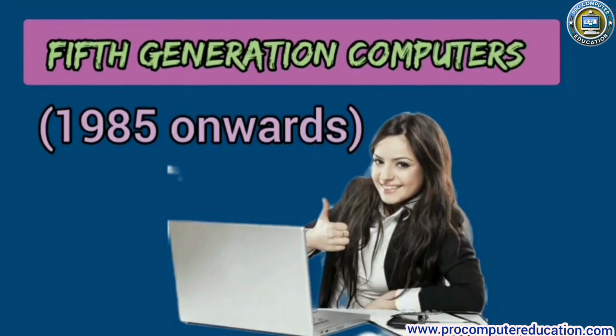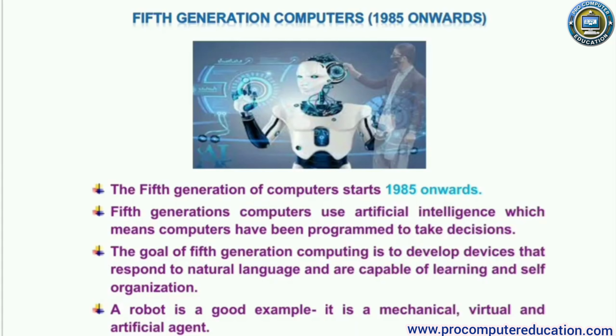Now moving forward, let's discuss 5th generation computers. The 5th generation of computers starts from 1985 onwards. 5th generation computers use artificial intelligence, which means computers have been programmed to take decisions. The goal of 5th generation computing is to develop devices that respond to natural language and are capable of learning and self-organization. A robot is a good example. It is a mechanical, virtual and artificial agent.